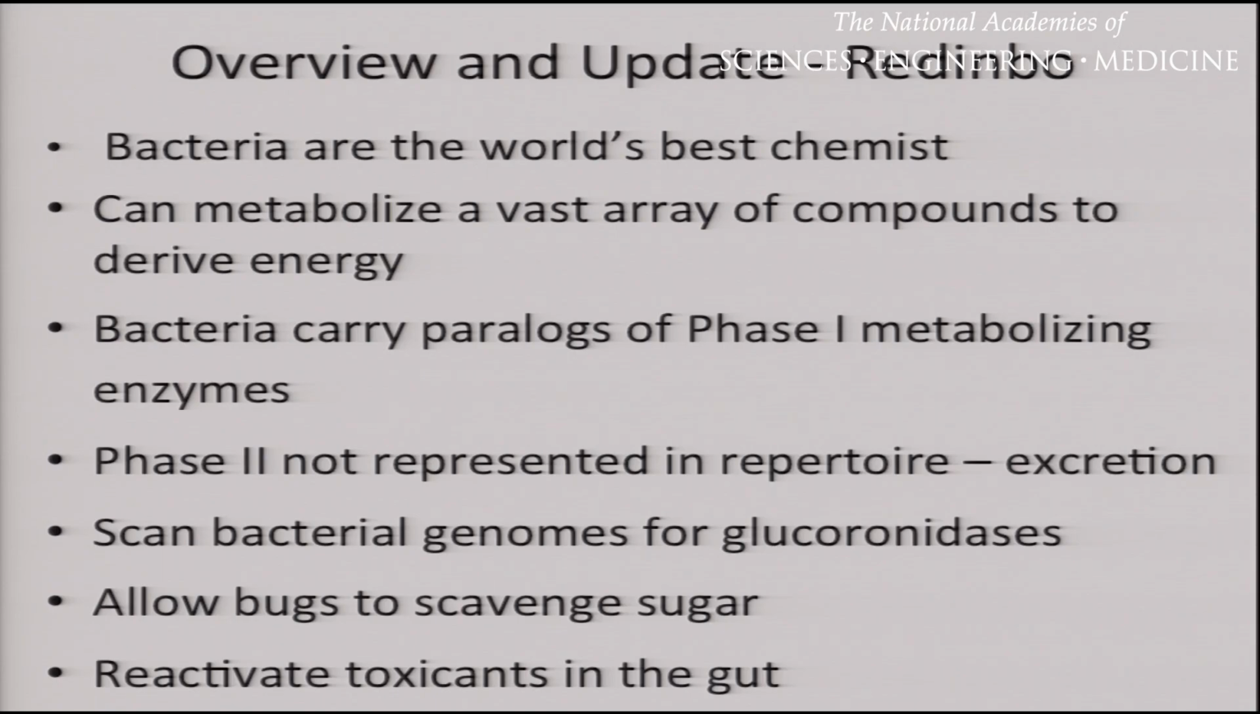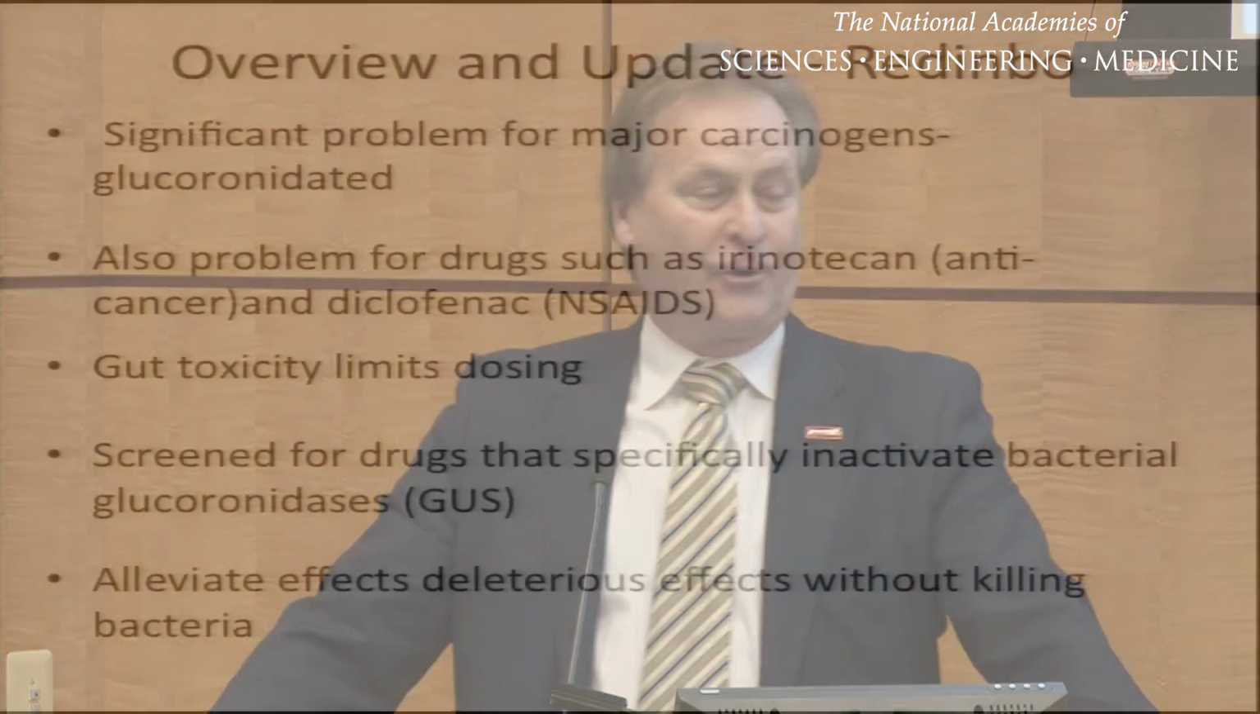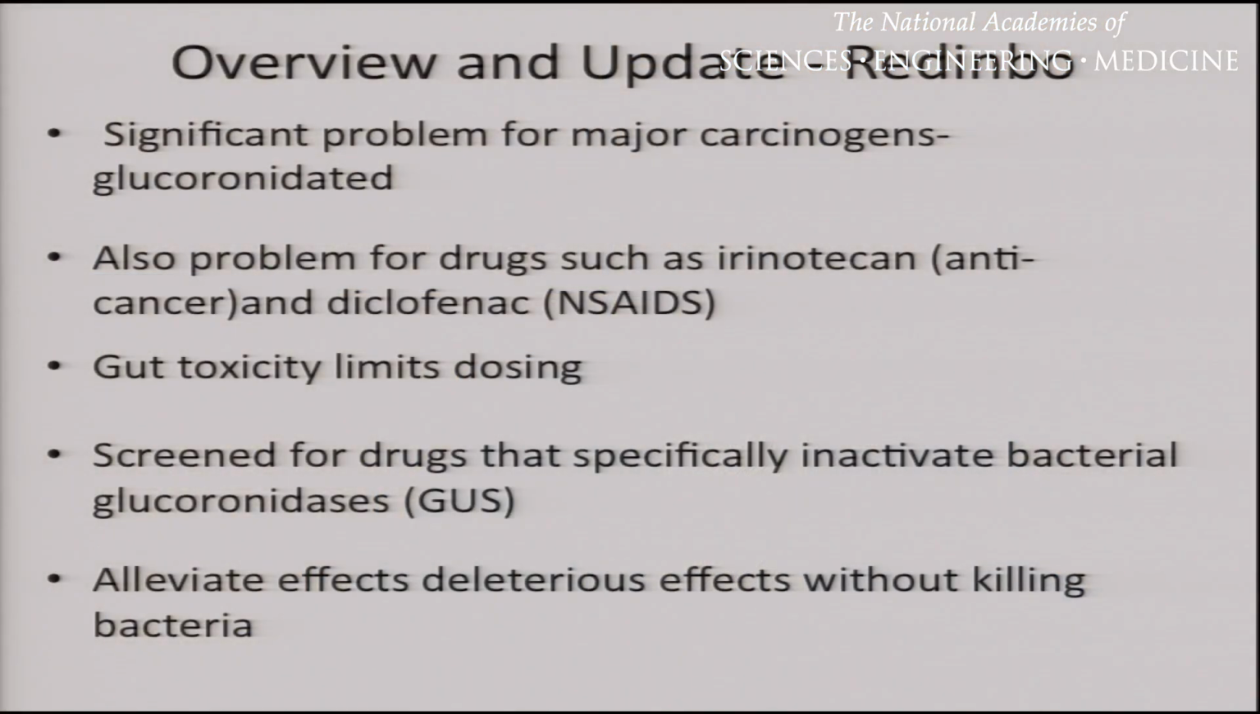When they scavenge the sugar off glucuronidated molecules in the gut, that can reactivate things that we were trying to inactivate. And the example he gave was a significant problem that we see with carcinogens and with drugs like anti-cancer drugs and NSAIDs that get glucuronidated. When they get into the gut, if they're deglucuronidated, then you get high toxicity, and then the doses actually become limiting by the action of the bacteria.